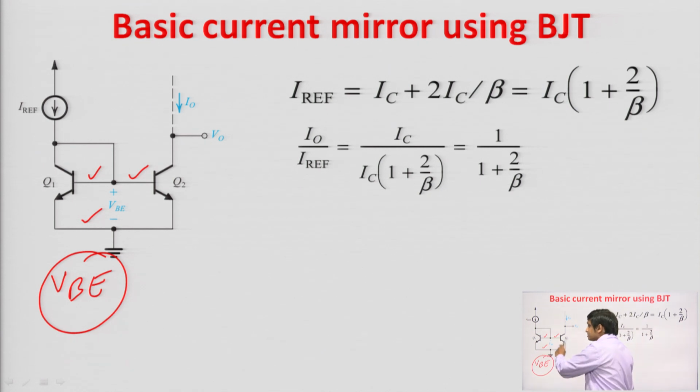Matched transistors means the reverse saturation currents are the same and beta is the same. Q1 and Q2 should be in the active region for BJT, but in MOSFET they should be in saturation, because BJT works as an amplifier in the active region and MOSFET works as an amplifier in saturation.